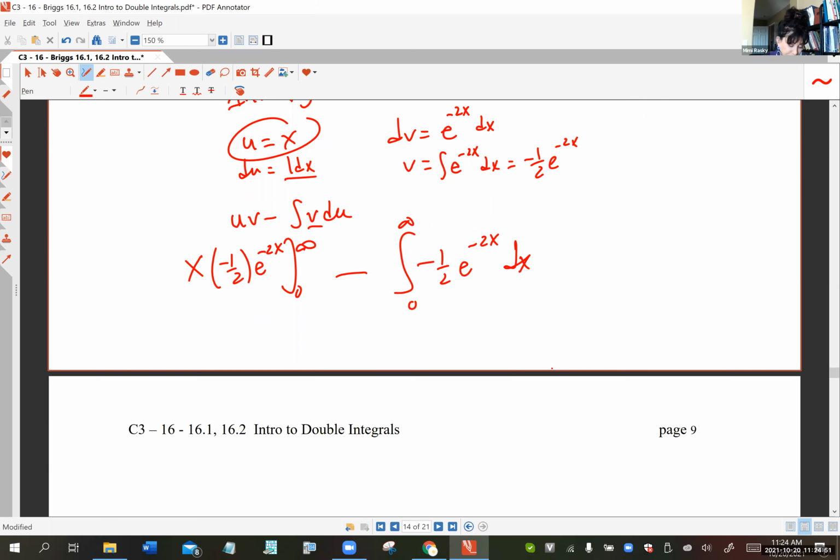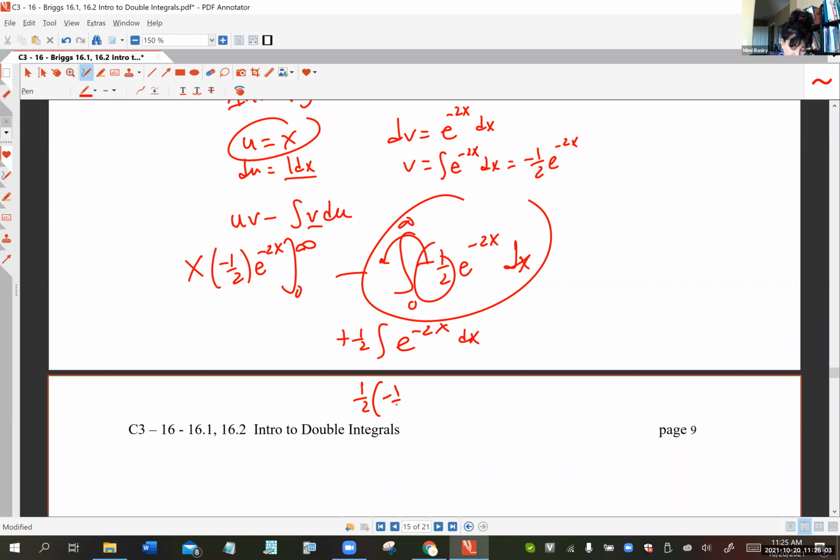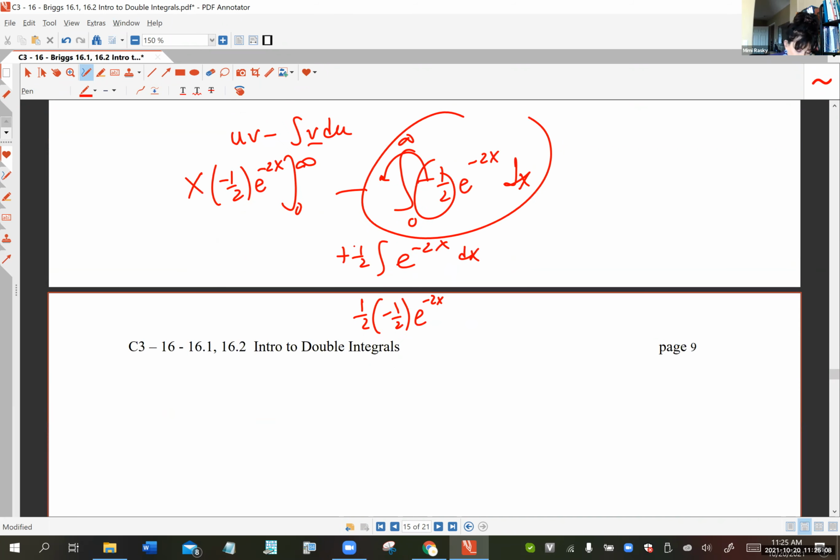Okay? Now this is totally integrable. You can pull the minus a half out, so you'll have plus a half sitting in front of the integral of e to the negative 2x. And the integral of e to the negative 2x, we just said, was negative a half e to the negative 2x. Okay, so now when I write all these together, I'm going to have to evaluate negative a half x e to the negative 2x minus 1/4 e to the negative 2x, that whole mess between 0 and infinity.